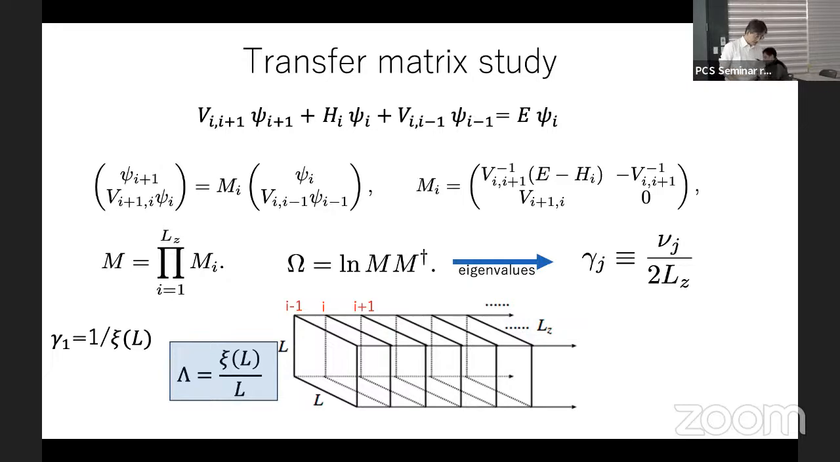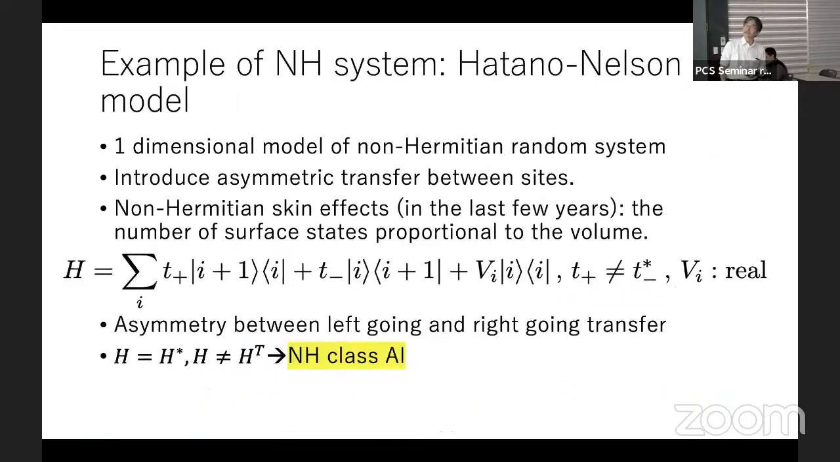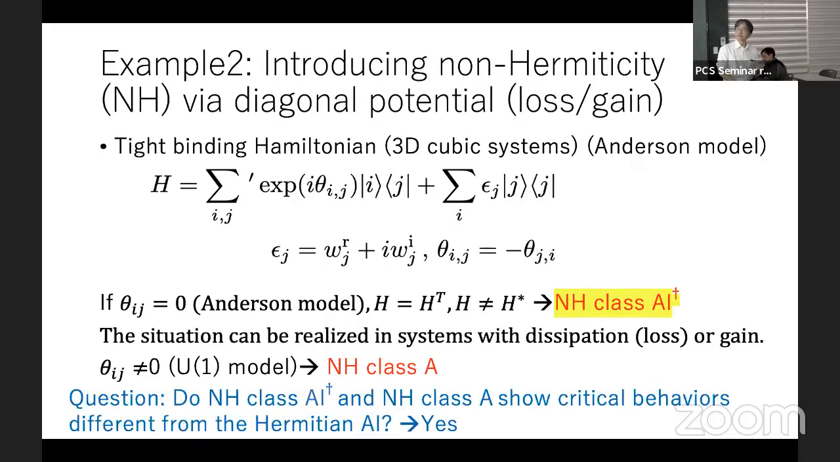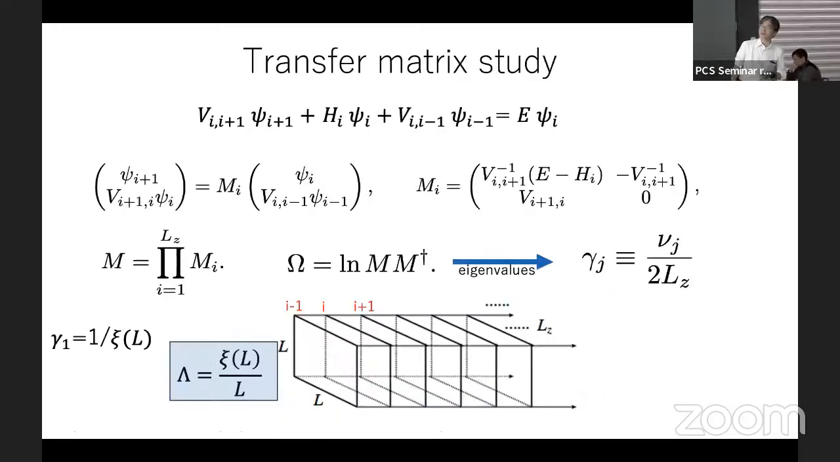I mean, I talked about the Hatano-Nelson model. And in this model, the Lyapunov exponent depends on the direction. Thanks for asking. But here, I won't show the case of Hatano-Nelson, but a reciprocal model where right-going and left-going give the same result.